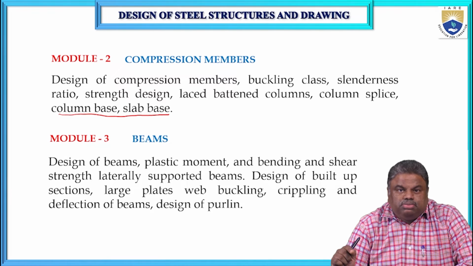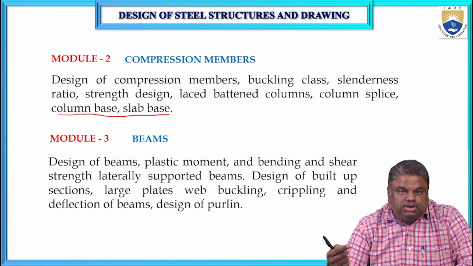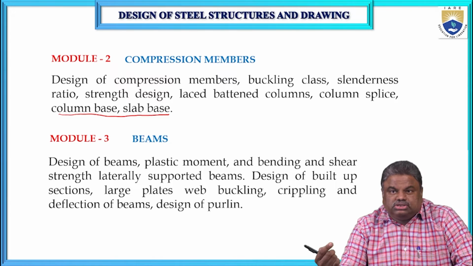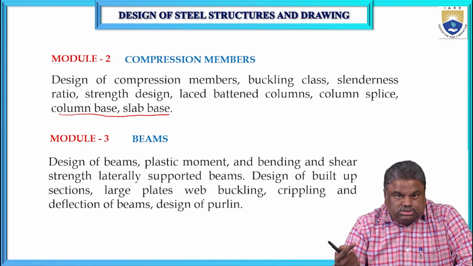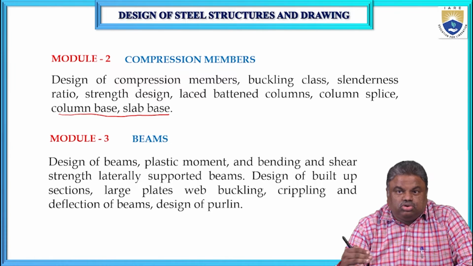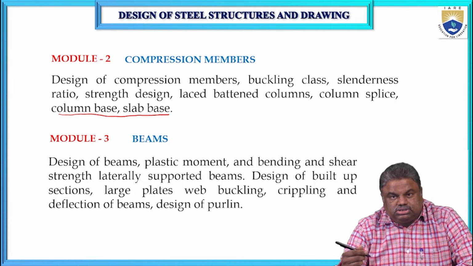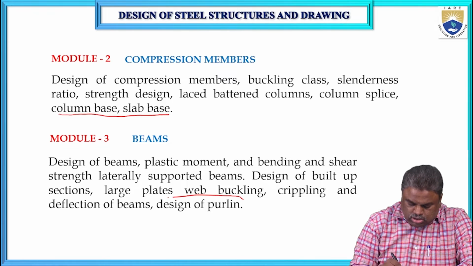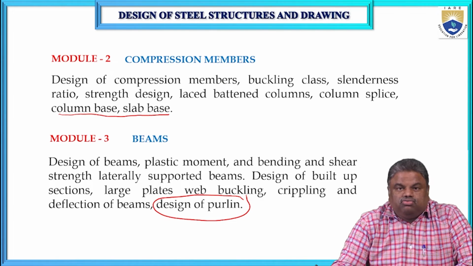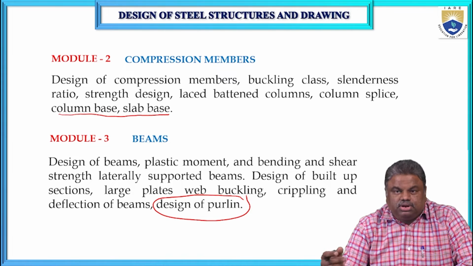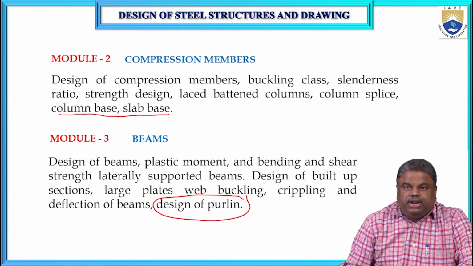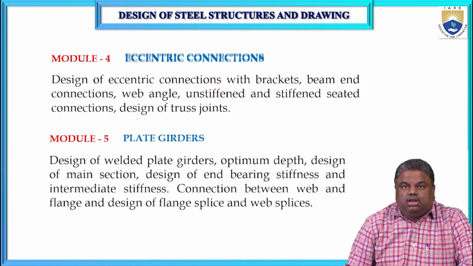Generally all the beams will be subjected to single axis bending, so only one axis is going to take the bending. But in the case of purlins, both axes, the z axis as well as the y axis, will have bending. So the design of purlin will be somewhat different from the design of beams. These purlins we need to design as subjected to biaxial bending. This we see in module 3.